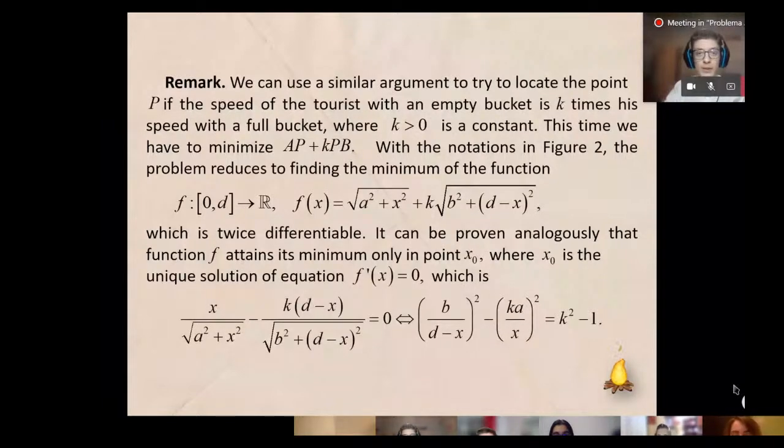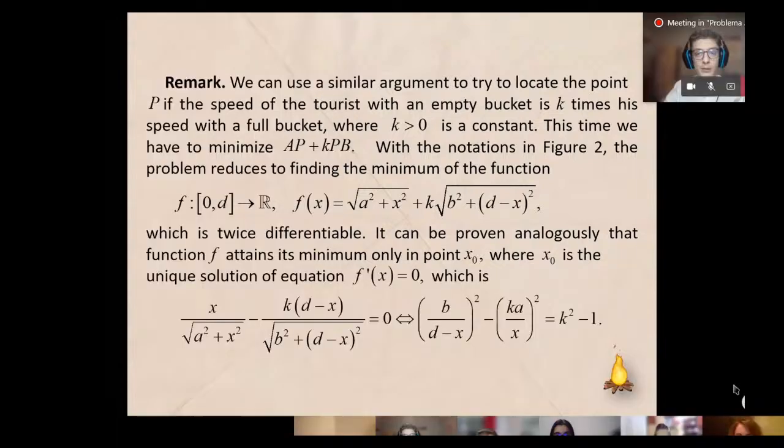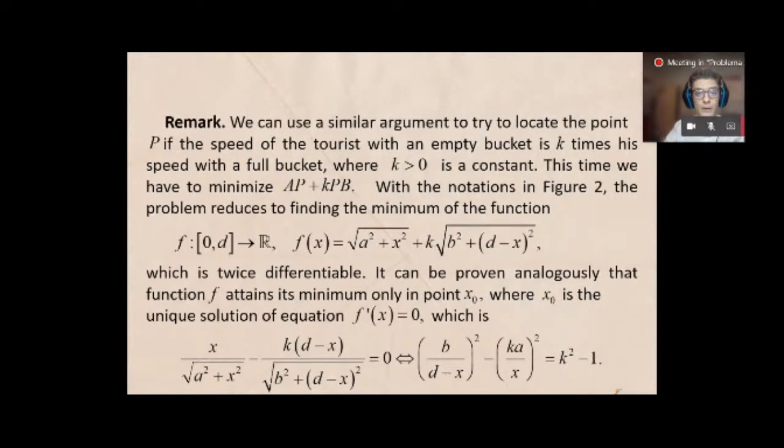What about the general case? So now we have to locate the point P where his speed with an empty bucket is k times his speed with a full bucket, which means that this time we have to minimize AP plus k times PB. So this time the function is the following. It can be proven analogously that it attains its minimal point in x0, where x0 is the unique solution of this equation, the derivative of the function of x equals 0, which is the following.